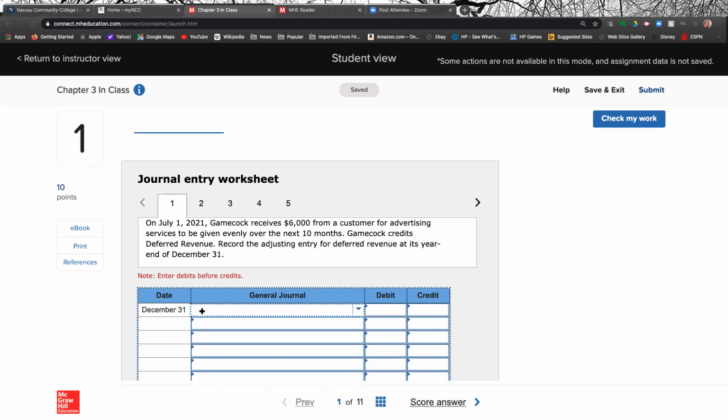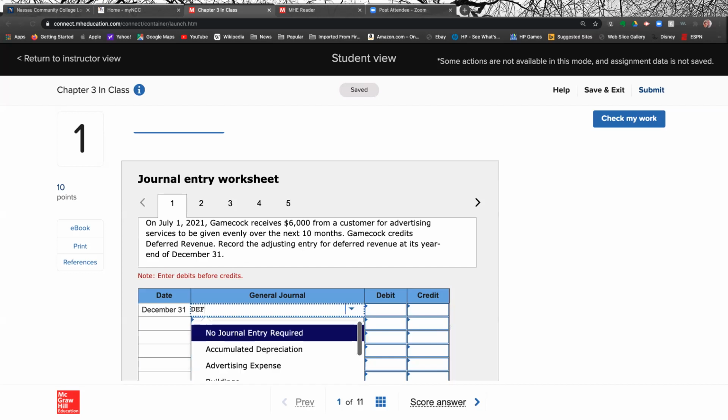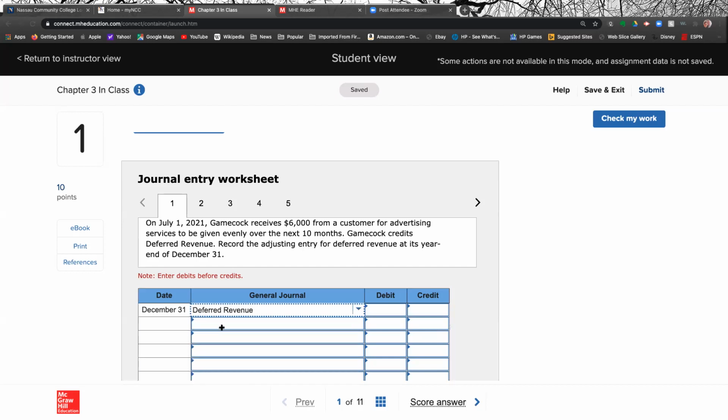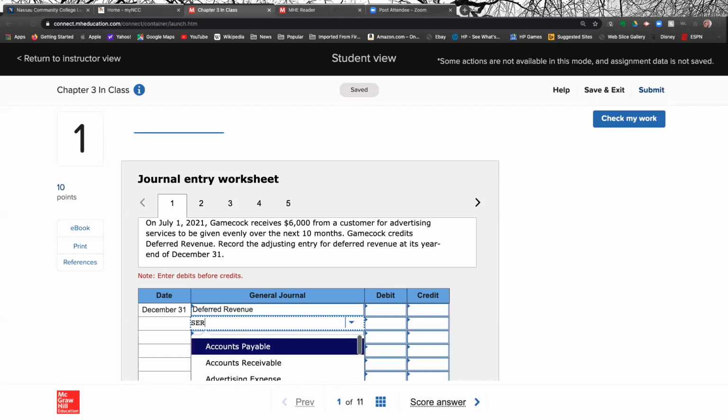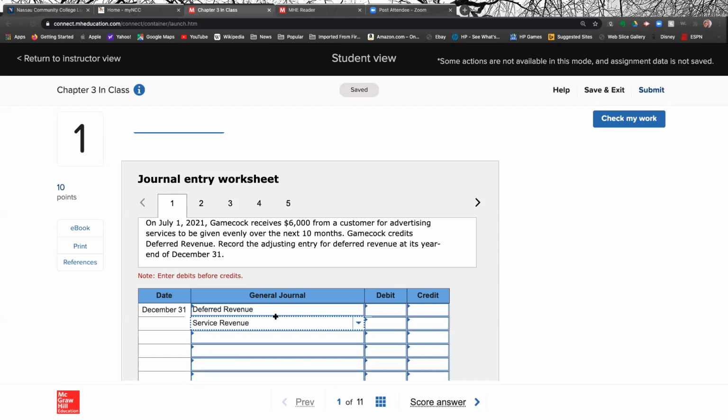a common mistake people will make, instead of giving the adjusting entry, they give the original entry. What was the original entry? What entry got made on July 1st? Debit cash, credit deferred revenue for $6,000, right? That's the entry that was made on July 1st. That's not the entry we want here. The entry we want here is debit deferred revenue, right, and credit service revenue. Those are the accounts that we want now when we make the adjustment.